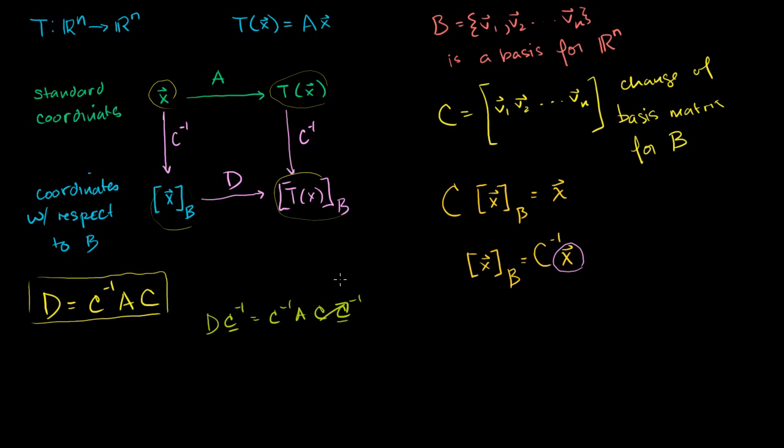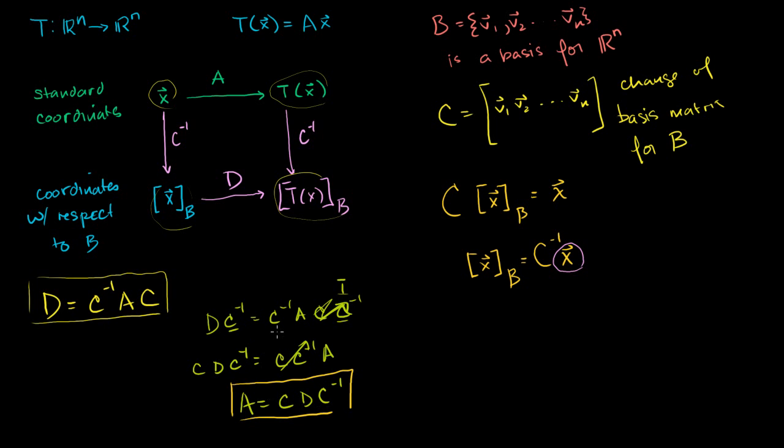This is going to be the identity matrix, so we can ignore it. And then let's multiply both sides on the left by C. So then you get C D C inverse is equal to C C inverse A. And this is going to be the identity matrix. And then you're left with A is equal to C times D C inverse, which is another interesting result. It's another thing to put in our toolkit.